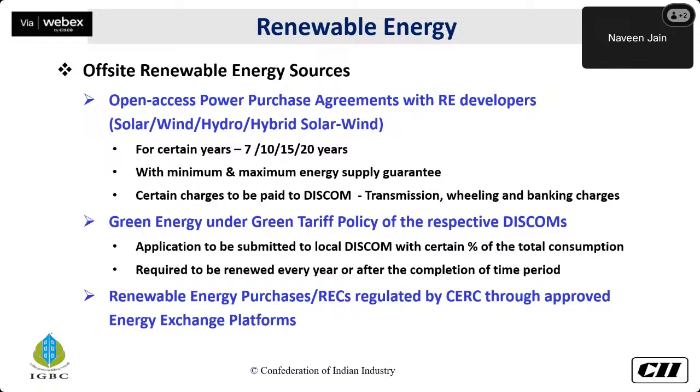Certain charges have to be paid to the discom for transmission, wheeling, and banking. We are using the infrastructure of the discom's transmission network, so that's why we have to pay certain charges to the discom.